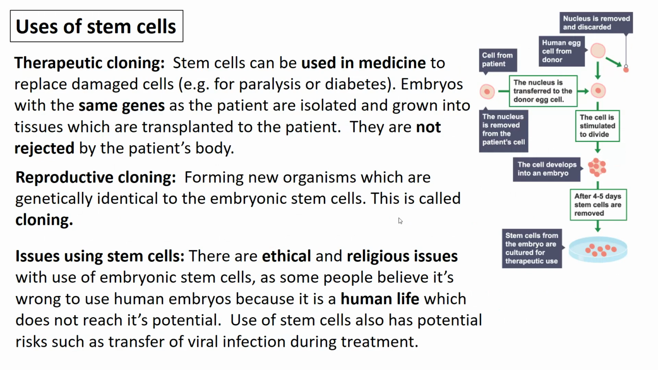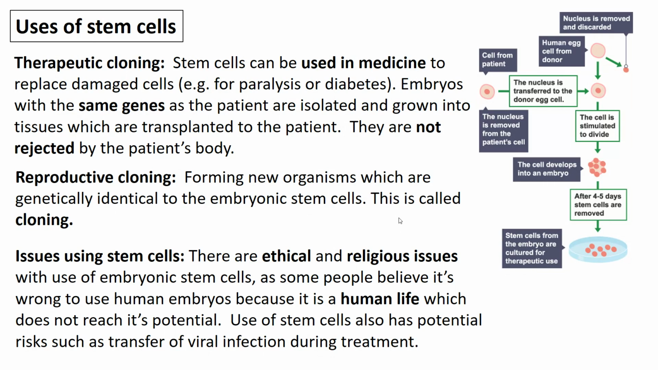So stem cells can be really useful in medicine. They can be used in therapeutic cloning. So the idea is that you would take embryos with the same genes as the patient. You can isolate them and grow them into tissues that can actually be transplanted into the patient. This is really good because they have the same genes as the patient they're being transplanted to, so that they will not be rejected by that patient's body.